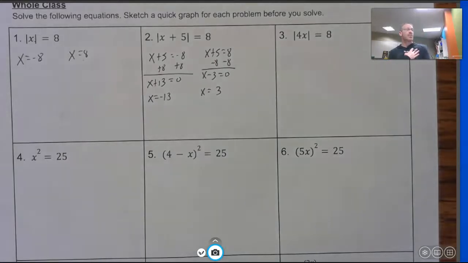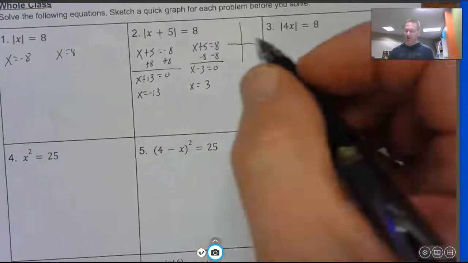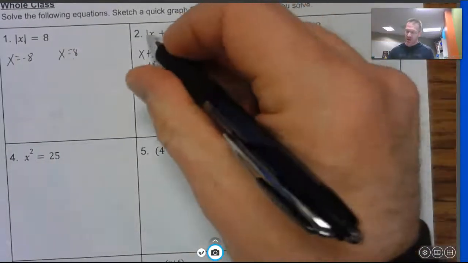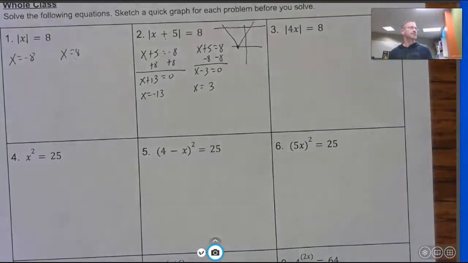Now notice, I should have probably started with sketching my graph, right? So if I go back to this graph real quick, my vertex would be negative 5, 0. So somewhere over here, it has a positive a value, so it's going to open up, right? And x equals 8. It's like that. So I can see that I get 2 solutions.